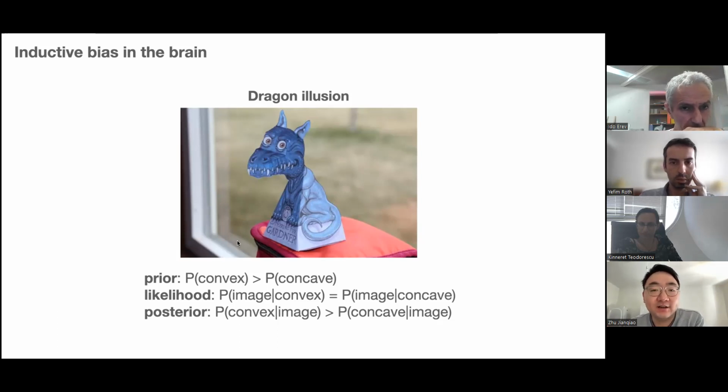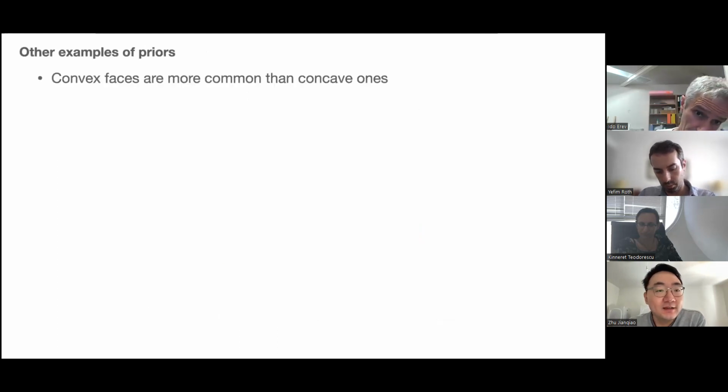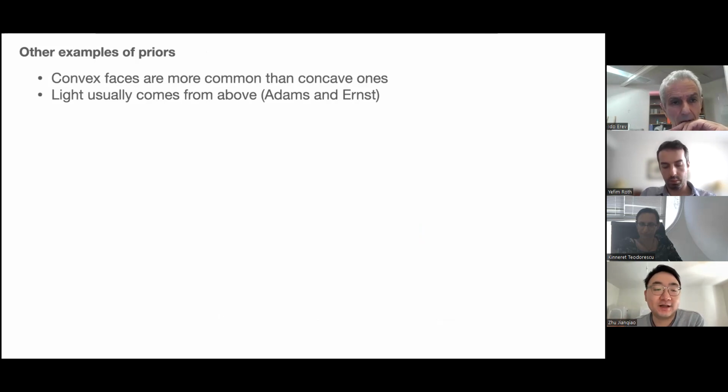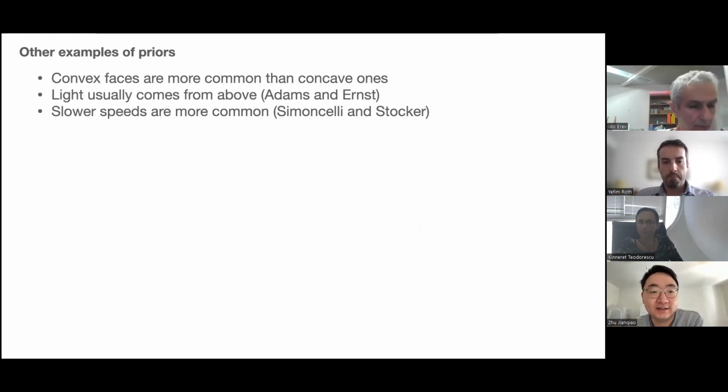And similarly, lots of visual illusions have been explained in this way. And there are other inductive biases recorded. The one we just mentioned is that convex faces are more common than concave ones. And also some illusions are built on the inductive bias that light usually comes from above, and that slow speeds are more common, and many more.